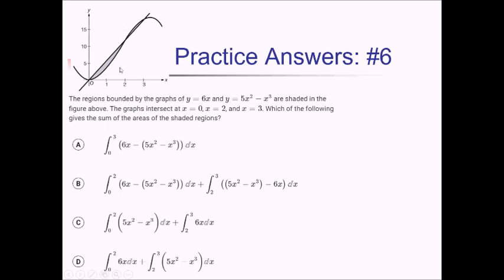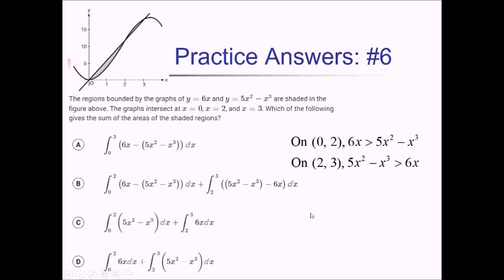I notice that on the interval from 0 to 2, the 6x function is greater than the 5x squared minus x cubed function, so 6x is the top function on that interval. On the other interval from 2 to 3, the 5x squared minus x cubed is greater than the 6x function. This is going to determine what I write in my integrals when I split this up.